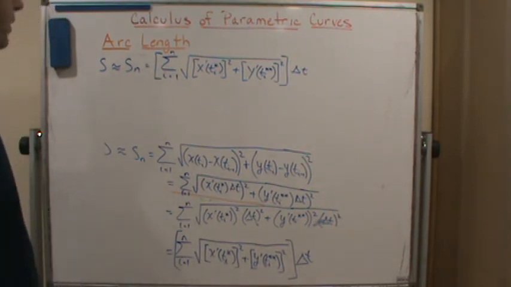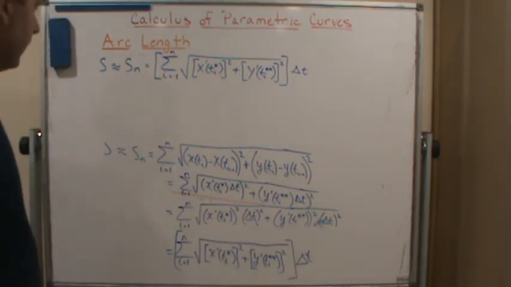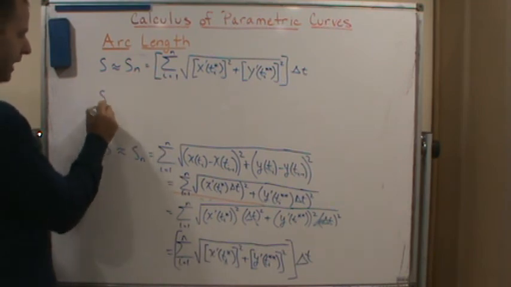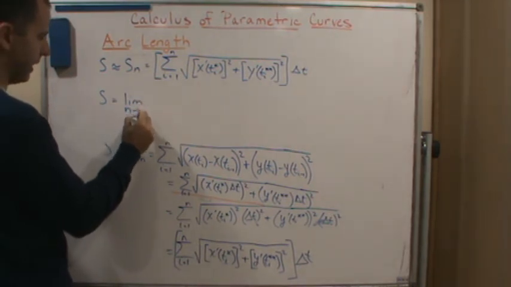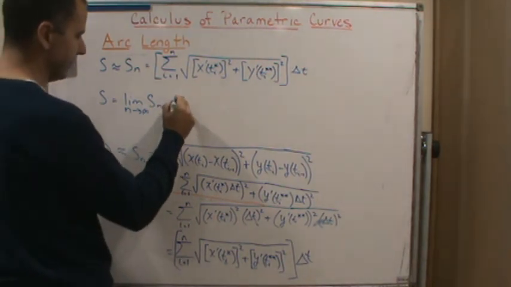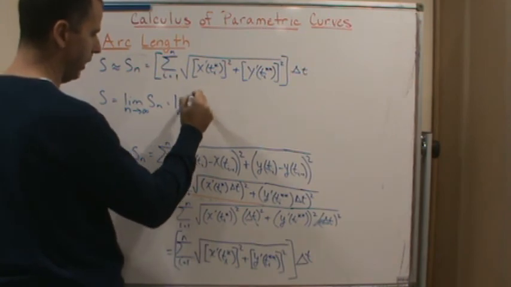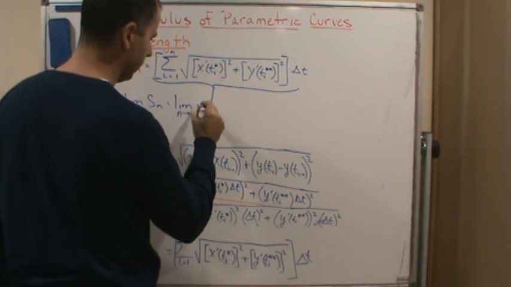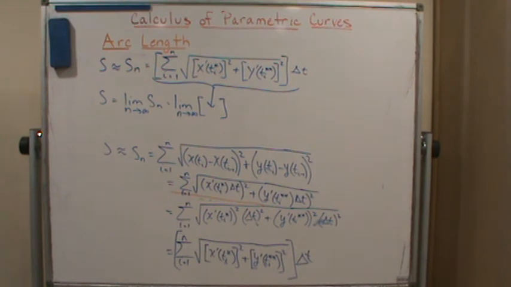Okay, now, that's what we have, right? But let's take the limit, because the limit is the exact. So now what we're going to do is take S equal to the limit as n approaches infinity of S sub n, which means this is the limit as n approaches infinity of this entire thing. Right? I don't want to rewrite the whole thing.